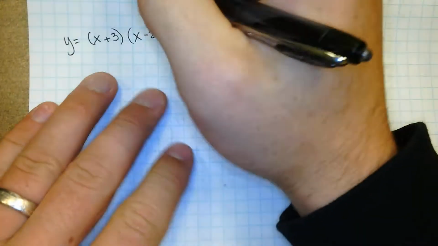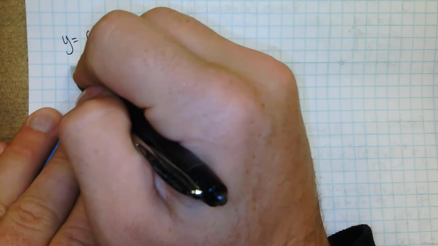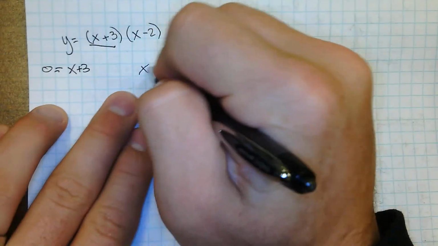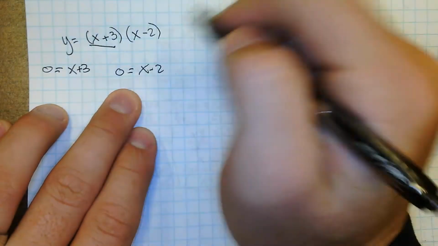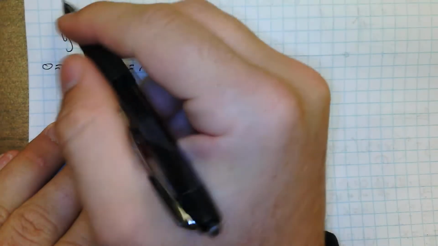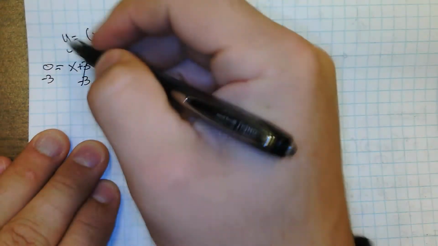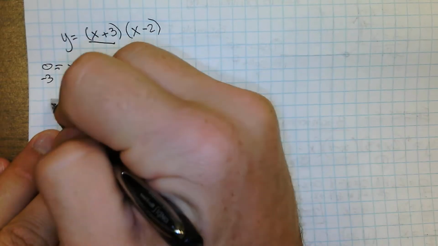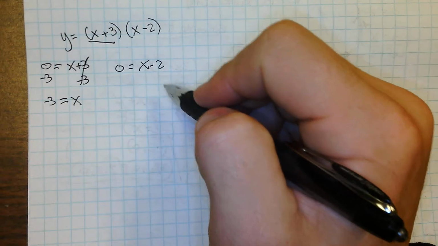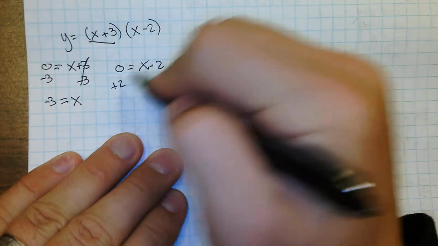So if I was to find the x-intercept for this equation, I would set the first root, x plus 3, equal to 0, and then I would set the second root, x minus 2, equal to 0. Now, in order to solve for x, I'm going to subtract 3 from both sides, so x is by itself. Then I'll have x equals negative 3. In order to solve for x for the second x-intercept, I will add 2 to both sides.